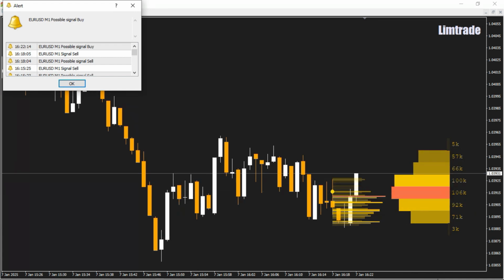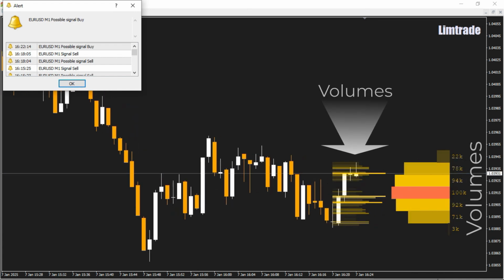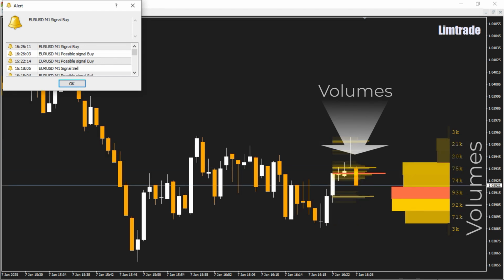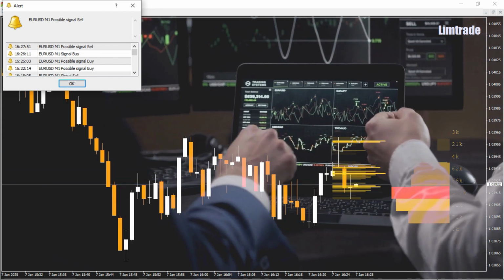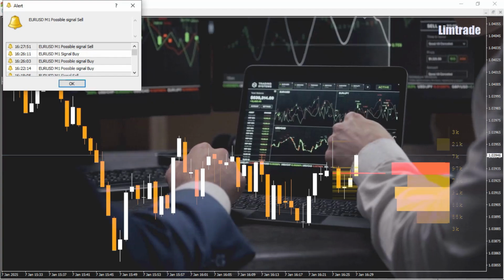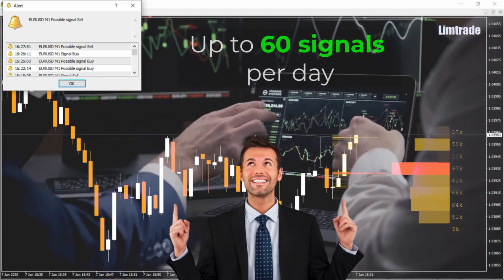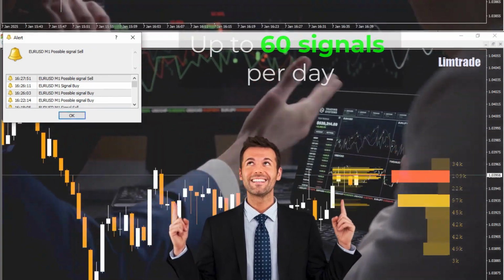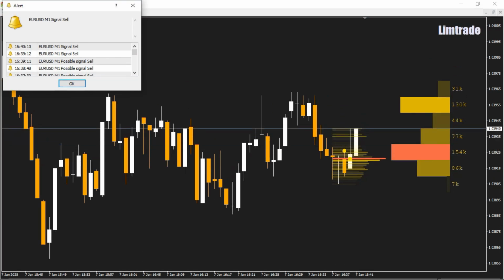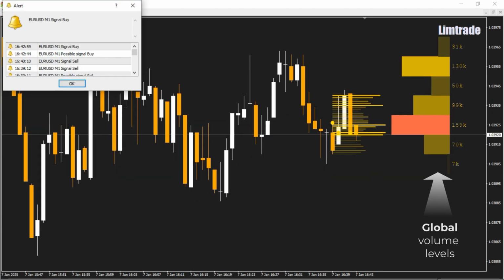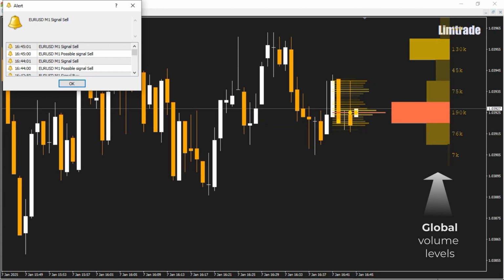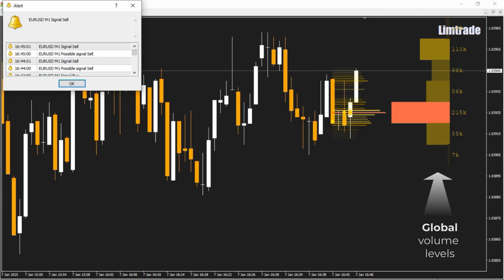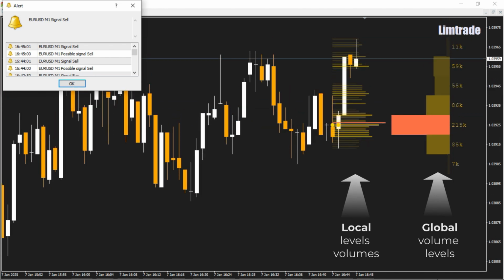So, Limtrade effectively uses volume data and generates trading signals based on them, and according to the developers, you can expect up to 60 signals per day per currency pair. The indicator consists of 2 parts: global horizontal volume levels located to the right of the price chart and local levels located directly on the chart.